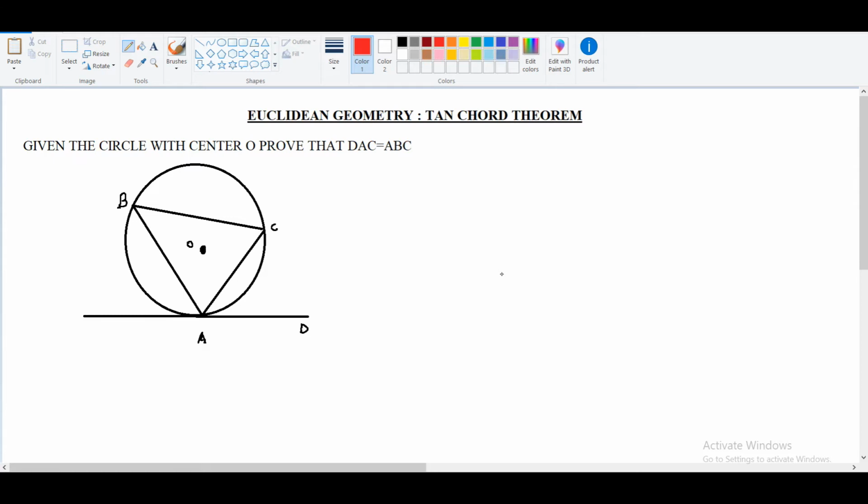Now we have to prove the theorem, but before we prove it, let us look at the theorem. What is it saying? Given a circle with the center O, we are asked to prove that DAC is equal to ABC. So DAC, which angle? DAC is this angle, right? We want to prove that this angle is equal to ABC, so this is what we want to prove.